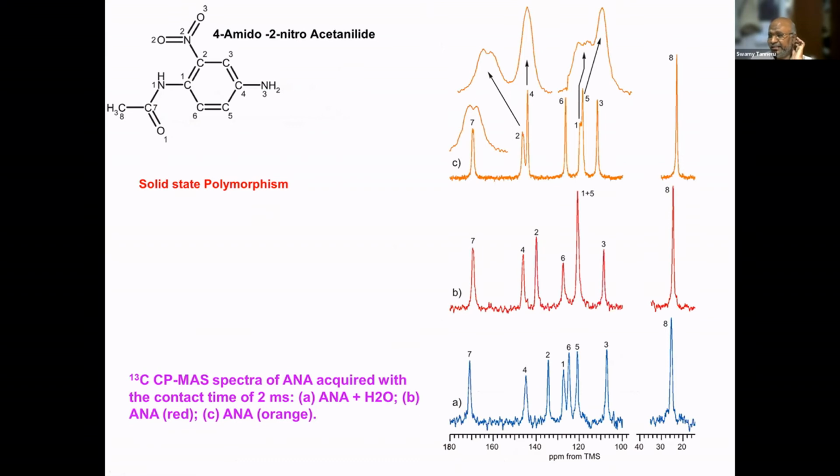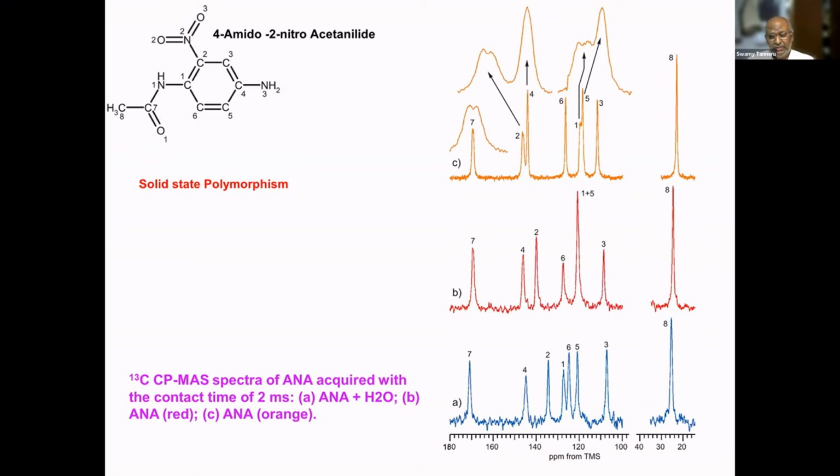Another important area where carbon-13 NMR is gaining importance is solid-state polymorphism. When you take molecular crystals like 2-amino-2-nitroacetanilide, they can exist in different forms. There are cases, even at room temperature, where we have alpha form, beta form, gamma form. For this polymorphism, solid-state NMR is one of the best ways to identify, at a given temperature, what kind of polymorph is present.